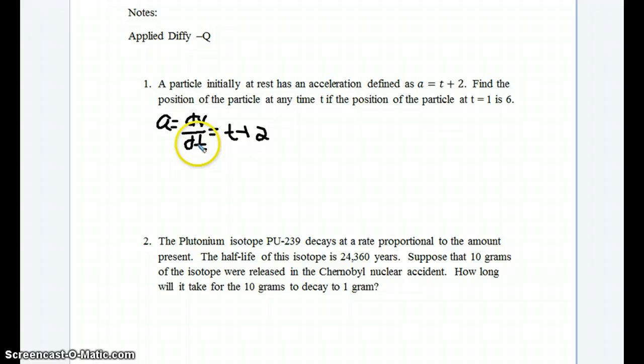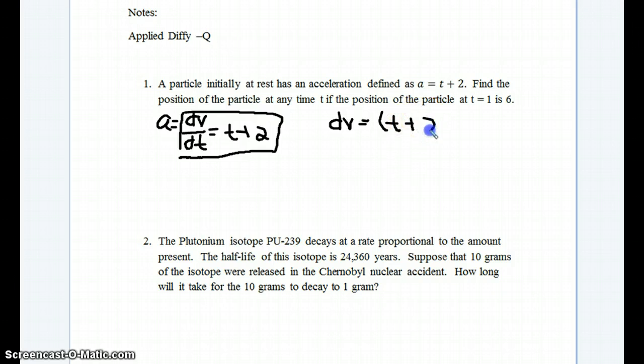So if you see that, look, that is a differential equation right there. So I'm going to separate the variables. I get dv equals t plus 2 times dt, and then I can solve for v, because I can't get from the acceleration to the position directly. I have to go from the acceleration to the velocity, and then from the velocity to the position. So the velocity is going to be the integral of this, which is just t squared over 2 plus 2t plus C.